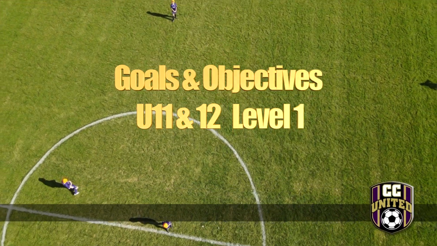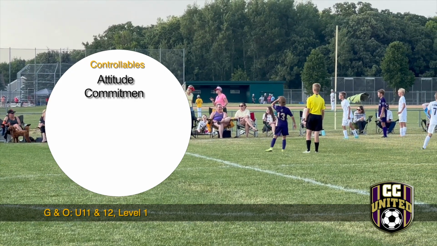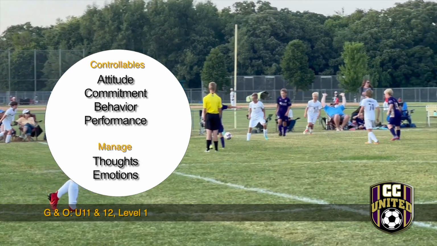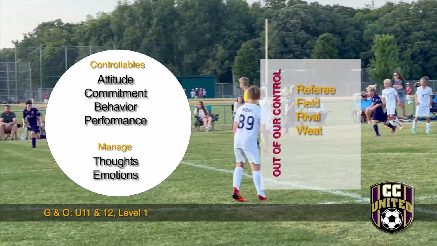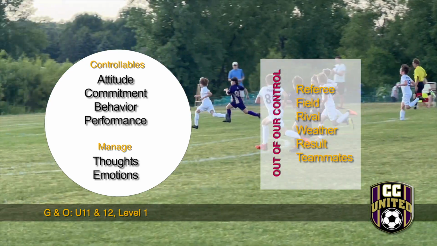This is the U11 and 12 Level 1 Goals and Objectives. At this age we have a league and we have tournaments, so we keep results. It is vital that the players know what we can control, and equally important that the parents see success in the process as well as the outcome.